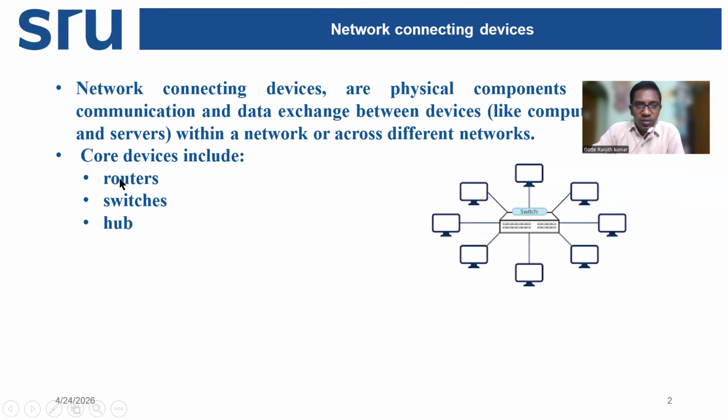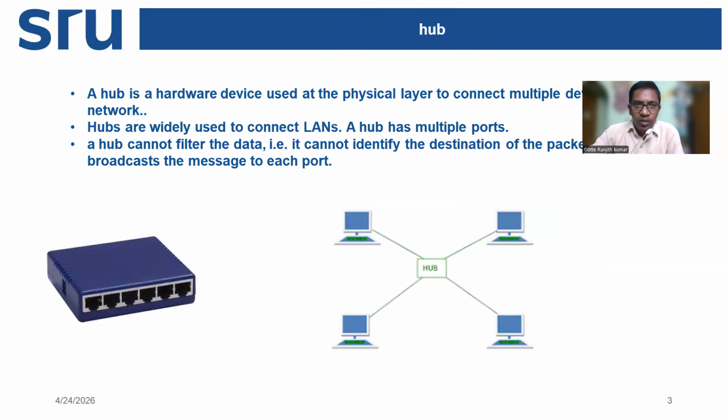Some of the basic core devices include the router, switch, and hub. These are some of the basic network connecting devices. Besides that, many network connecting devices are there, but these are the basic connecting devices. Now I would like to show you how this hub, switch, and routers work, and I will also show you the simulation of these devices by using the Packet Tracer simulation tool. So first let us see the hub.